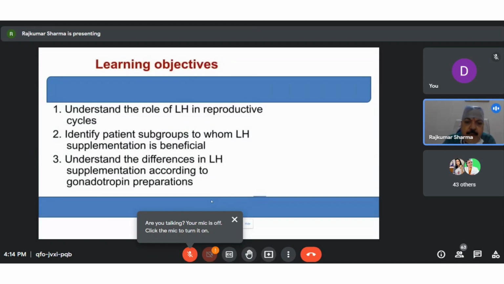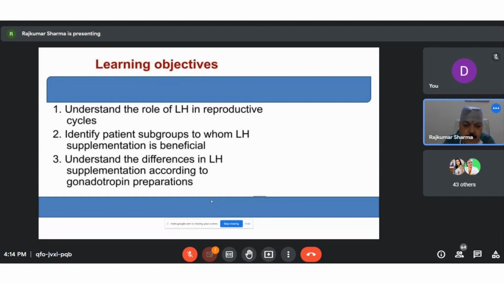So today we'll try to understand the role of LH in reproductive cycles in detail. We will identify the patient subgroups to whom LH supplementation is beneficial. And lastly, we'll try to understand the differences in LH supplementation according to the gonadotrophin preparation. By that, what I mean is whether we are taking it through the HMG or we are adding the recombinant LH. So what is the difference between the two?